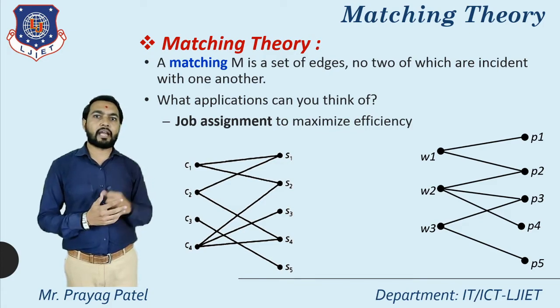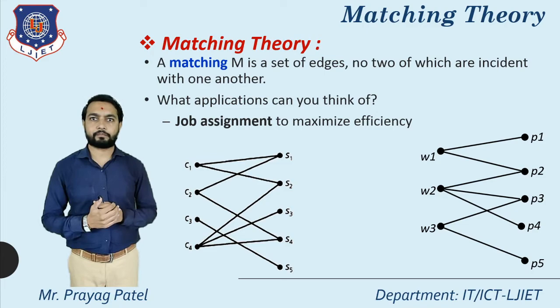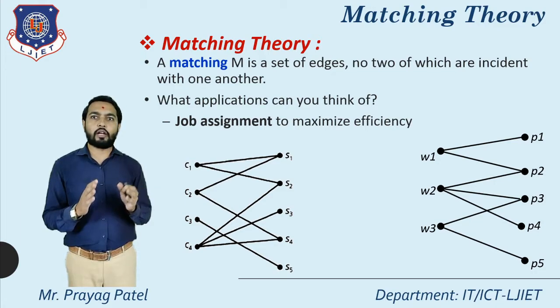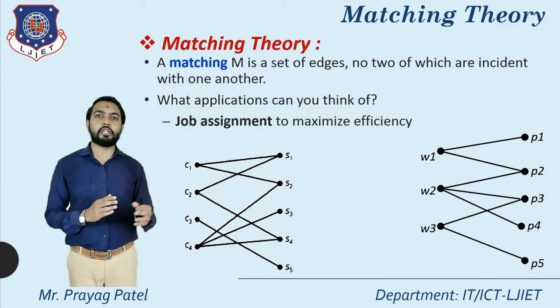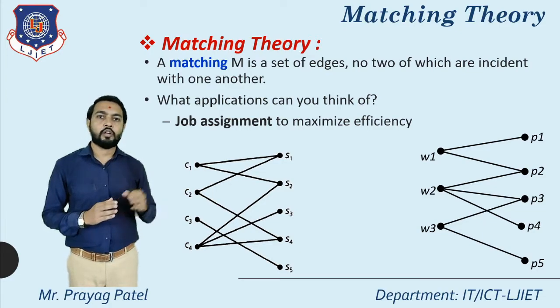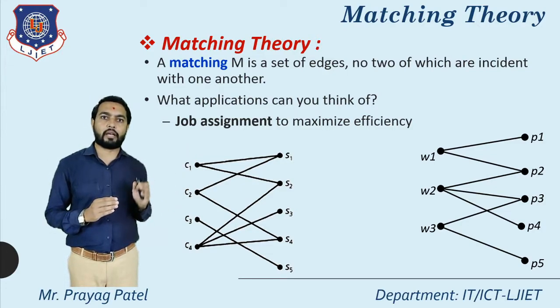What application can you think of for it? Here, the job assignment problem. That means job assignment to maximize efficiency. So this is called matching. You have to assign the job to the maximum number of persons. See here, one example: W1, W2 and W3.